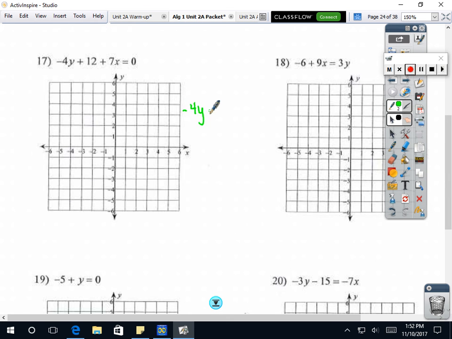Negative 4y plus 12 plus 7x equals 0. But it's really not. What do I do first? Okay, so we can subtract the 12 over to the other side and cancel it on the left. Now we have negative 4y plus 7x equals negative 12. Now what do I do? Subtract 7x. And so that becomes negative 4y equals.